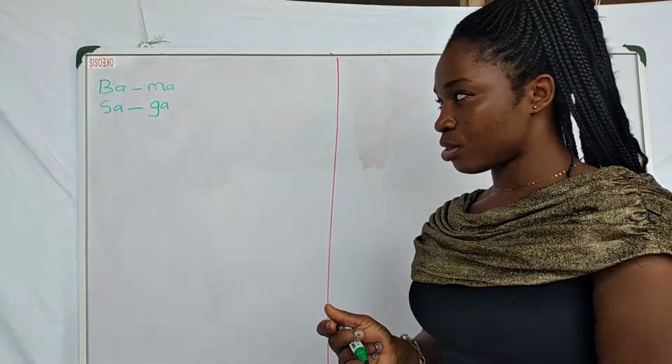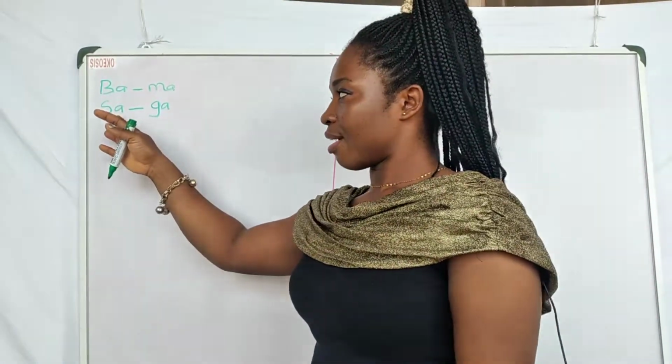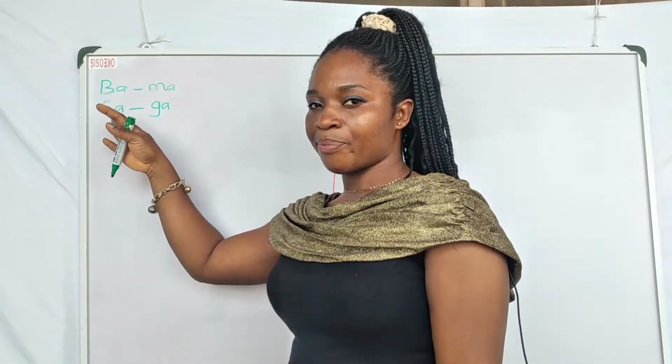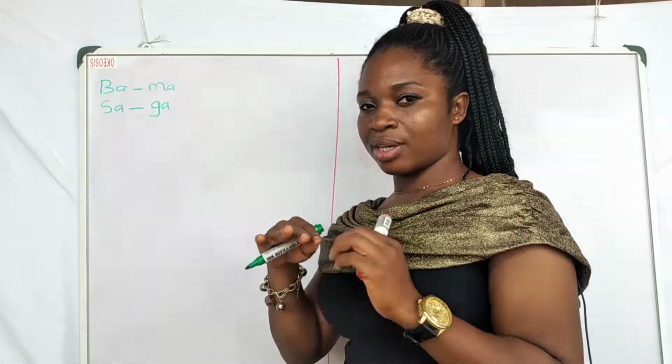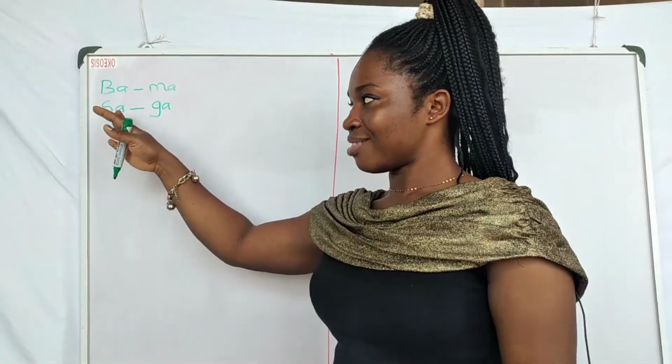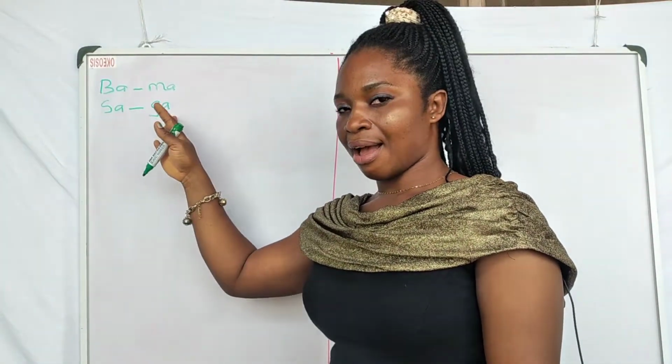So let's proceed. We have SA and we have GA. This is sa and this is ga. So sa and ga is going to give us a word which is saga.